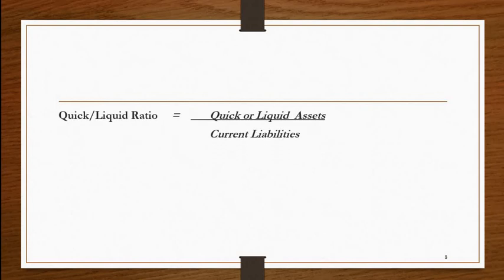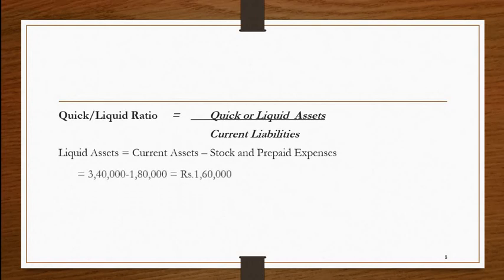Next, to find out the quick or liquid ratio, the formula is quick or liquid assets divided by current liabilities. To find out liquid assets, we need to deduct stock and prepaid expenses from current assets. We already calculated the current assets, that is 3,40,000. From that 3,40,000, you have to deduct the stock and prepaid expenses. In this problem, we don't have any stock, we have only prepaid expenses, that is outstanding expenses. So deduct that 1,80,000 from 3,40,000, then you'll get 1,60,000 as liquid assets.